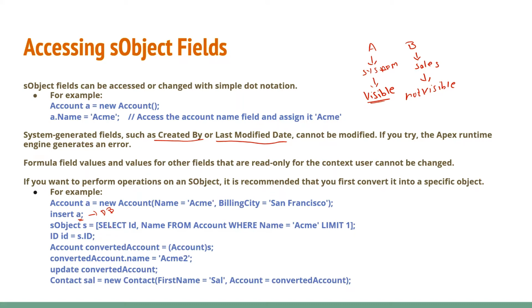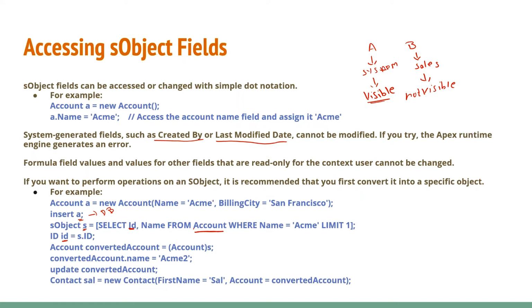sObject s = [SELECT Id, Name FROM Account WHERE Name = 'Acme' LIMIT 1]. So now we are getting data from account, but here we have defined sObject. Then we are trying to get the ID: Id id = s.Id. This is a variable which we have created of type ID, and we are passing the ID of this particular s which we have retrieved. So s.Id will be this ID.